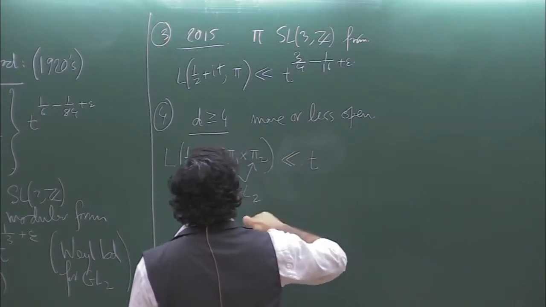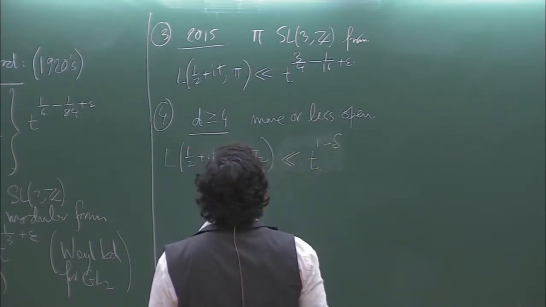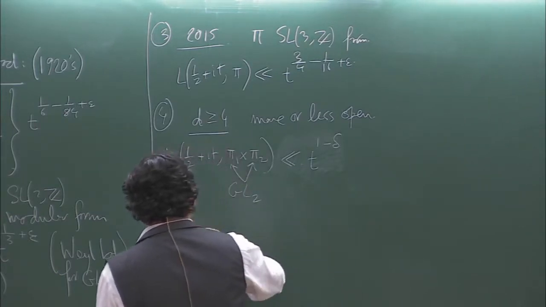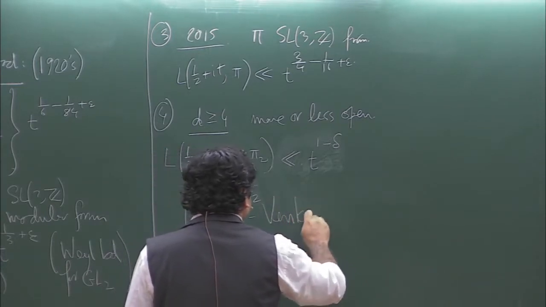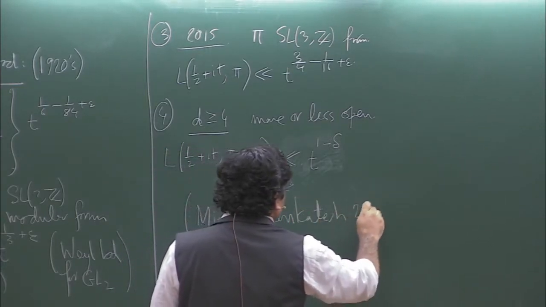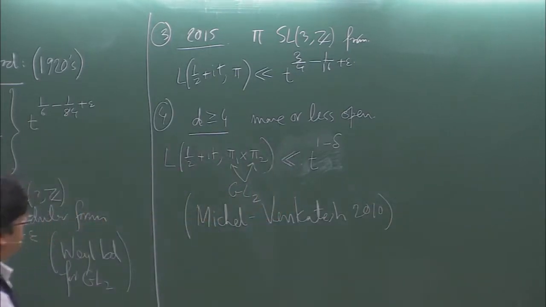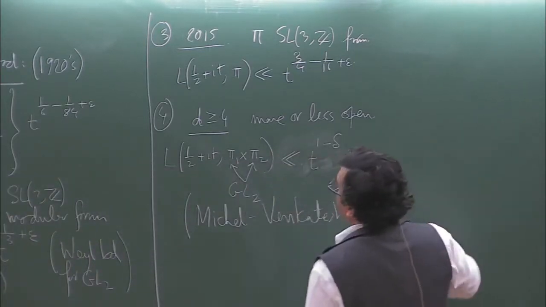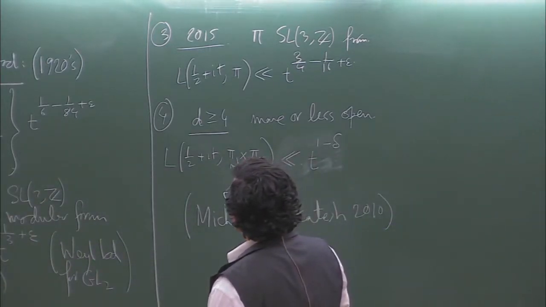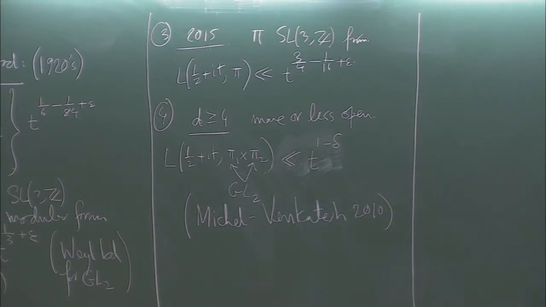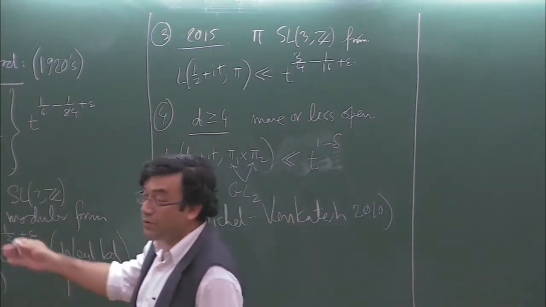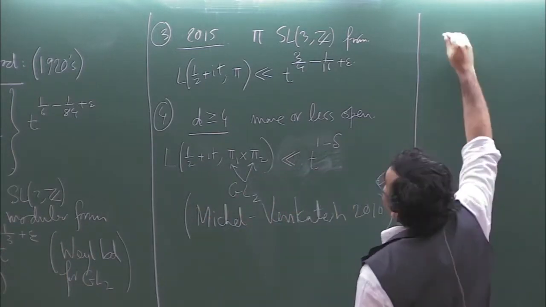So t to the power 1 would be the convexity bound. And this follows from the work of Michel and Venkatesh from 2010. Apparently, no one wrote it down before them. All right, so that's more or less what we know about the t aspect. The next thing is the spectral aspect.